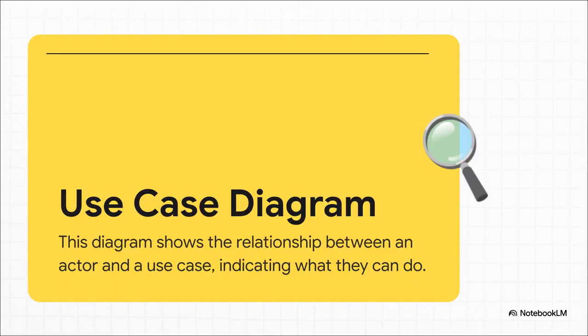So let's look at our first type of software map. This one's called a use case diagram, which is really just a fancy way of saying it's the who can do what map. It's super simple. All it does is show an actor, like our passenger, and what functions they're allowed to perform in the system.